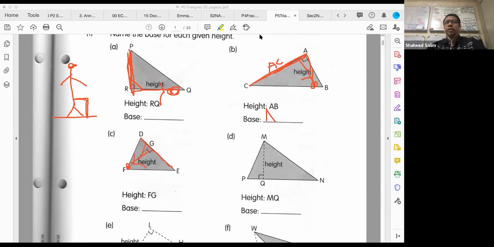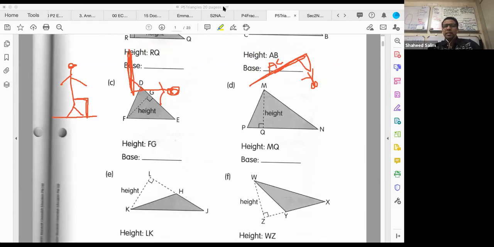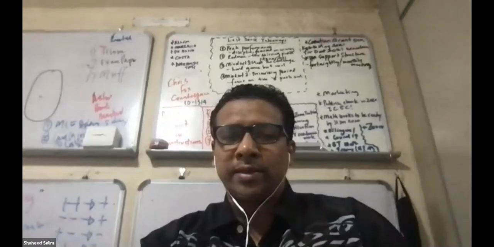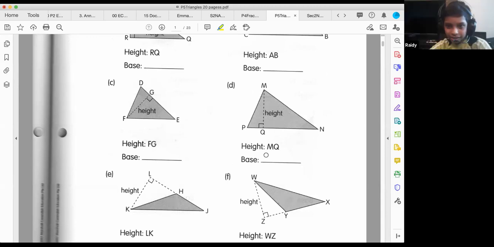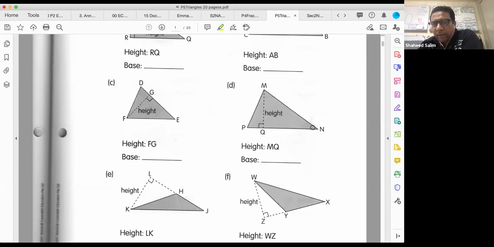Okay, we try the next one. Raidi has given the answer already. So we ask Shay, Akil or Naomi, what is the answer for question D? Okay, I just erased the whole thing. What's the answer for question D? Naomi, do you know? Raidi, what do you say? I say it's PN. He says PN, this one. Okay. Yes. Anyone else? Let's see.